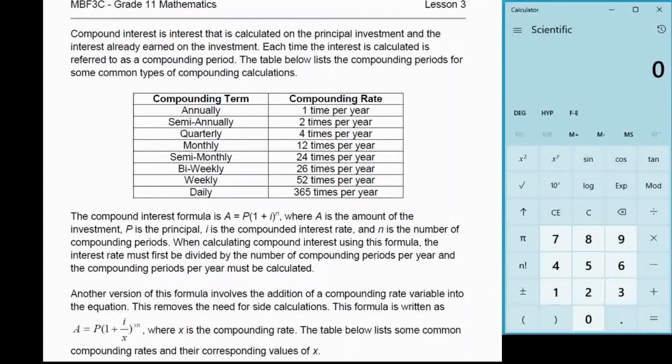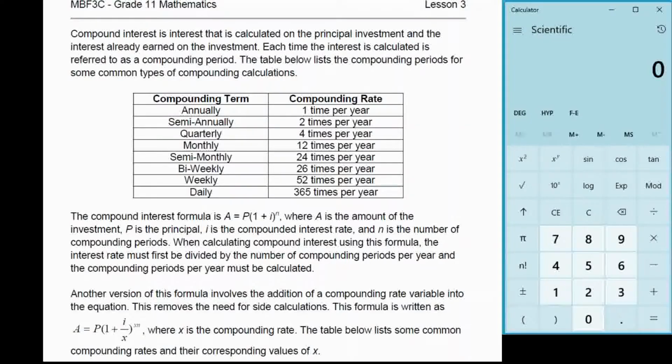The other types of compounding terms, these are the ones you'll need to know for this course, but you won't be using all of them that often, so some are more important than others. There are other compounding terms as well that we're not going to get into, so you don't need to know those. But we have annually, which is one compounding period per year. Semi-annually, which is twice per year, or every 6 months. Quarterly, every 3 months, or 4 times per year. Monthly is 12 times per year. Semi-monthly is 24 times per year.